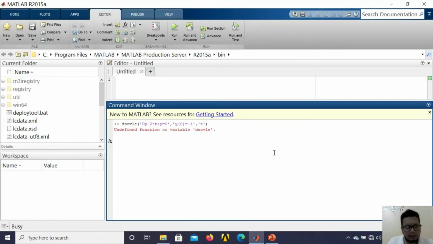I get the error: undefined function or variable dsolve. While writing, I spelled it wrong, DSOVLE. So MATLAB is asking, is it DSOLVE? I should say yes, so just press enter. Whenever you make any mistake in typing or in spelling the function, MATLAB will throw an error. So this is my analytical solution.